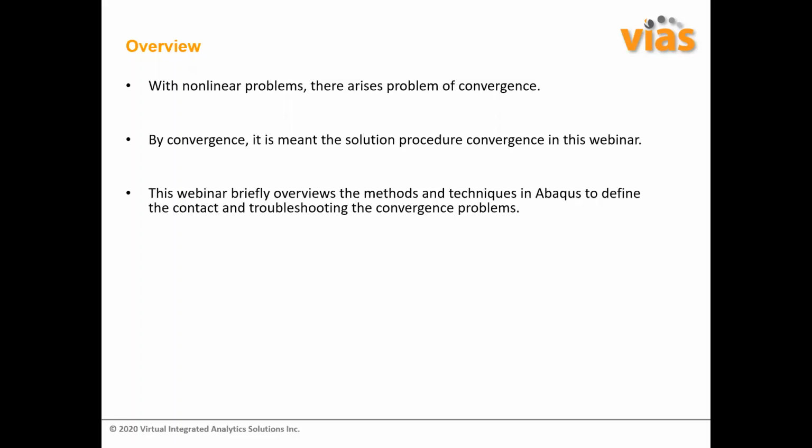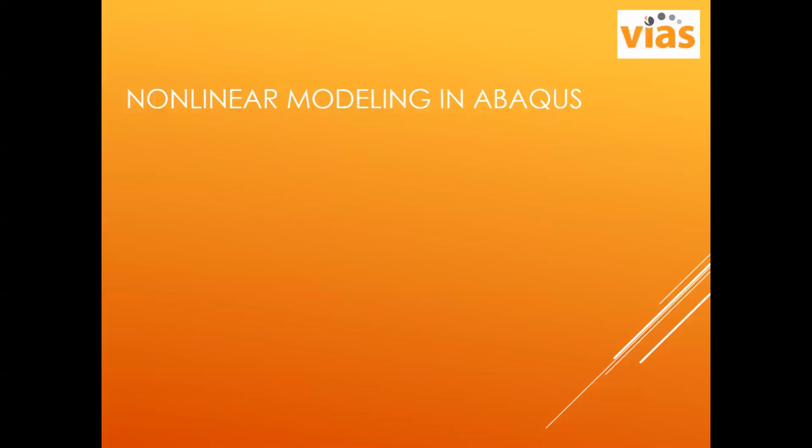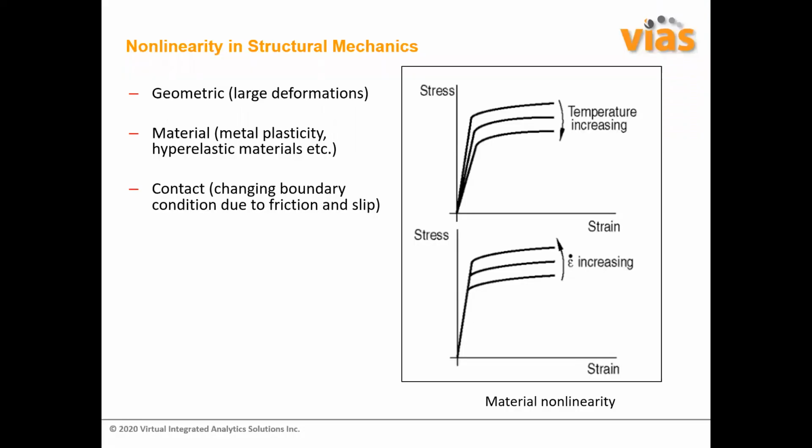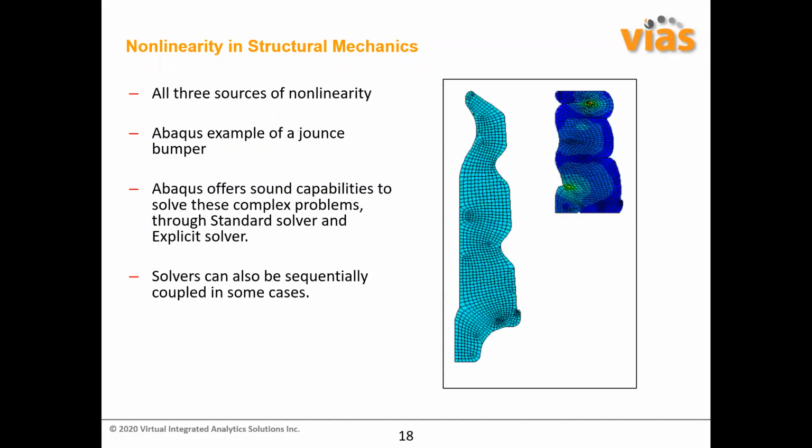This is the basic solution itself. We will review the methods and techniques in Abaqus to define contact and troubleshoot the convergence problem. We will not be talking just about contact, but also the other two sources of nonlinearity, which involve large deformation as well as material nonlinearity. As you can see from this simple stress-strain curve, there's a metal which is undergoing plasticity, and this plasticity can be dependent upon the temperature, which makes the problem even more complex. Repeating again, geometric, material, and contact are the three major sources of nonlinearity.